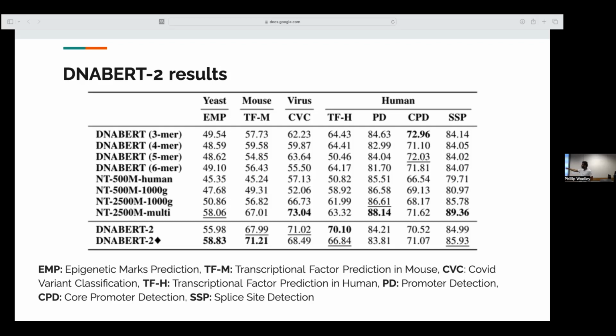And then you predict the transcription factor in humans. Here, DNA BERT2 performs the best. And then promoter detection, that is, you give it an input DNA sequence and ask the model whether there's a promoter in the sequence or not.